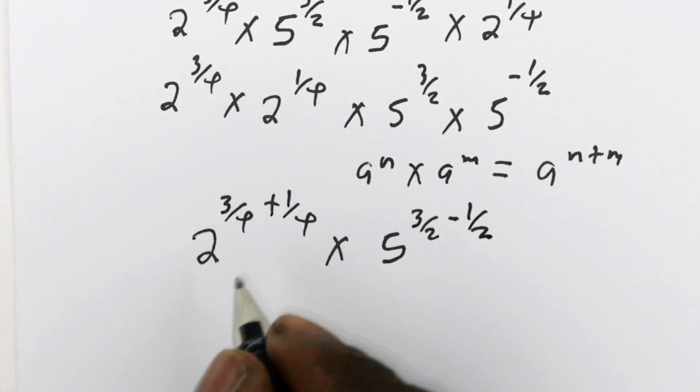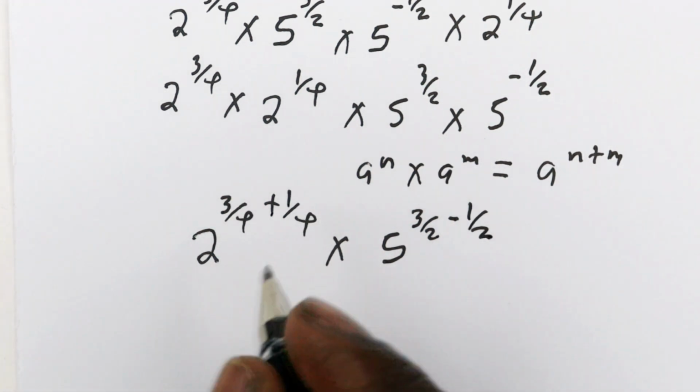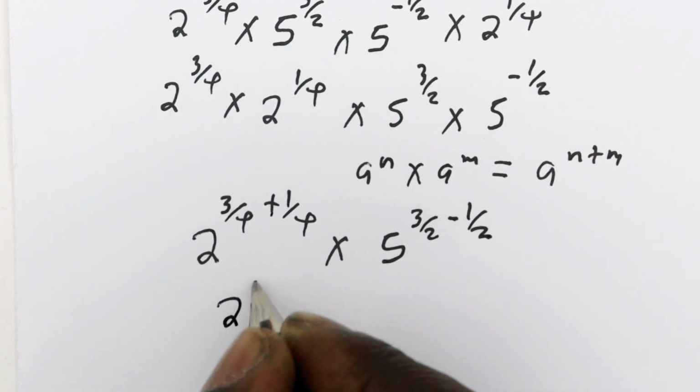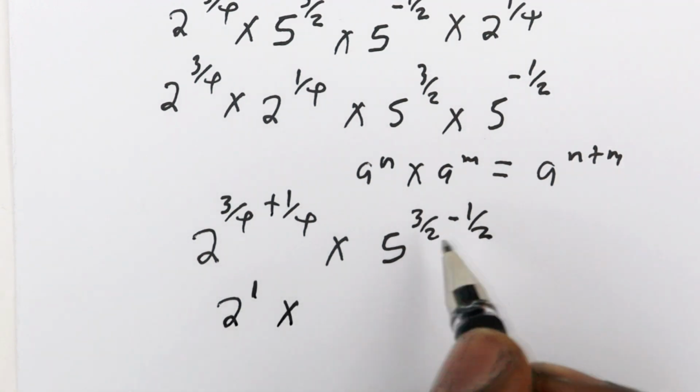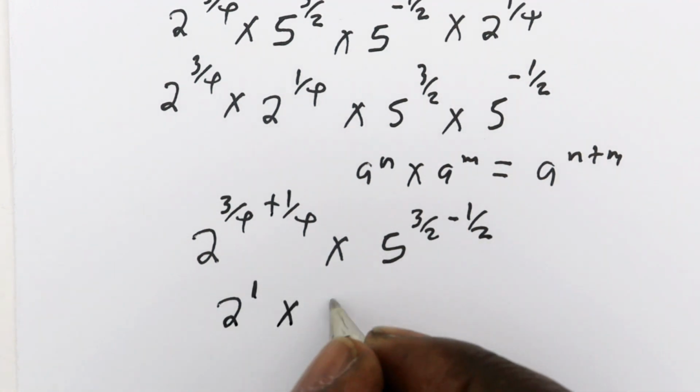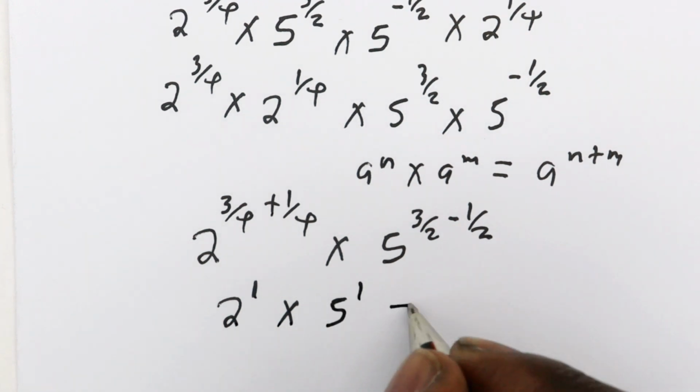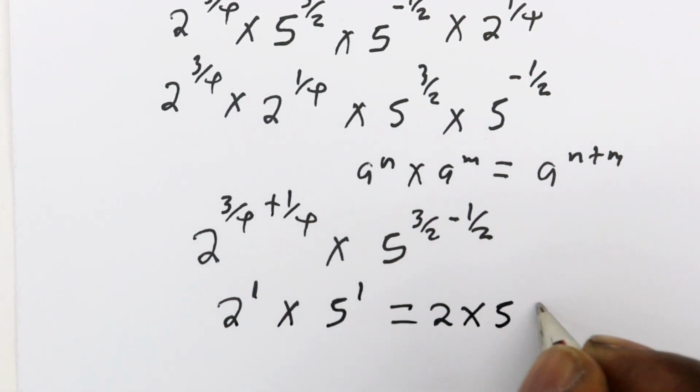So if you simplify this, 3 over 4 plus 1 over 4 is 1. So you have 2 raised to power 1 times 3 over 2 minus half is 1. So you have 5 raised to power 1. That is like 2 times 5, which is just 10.